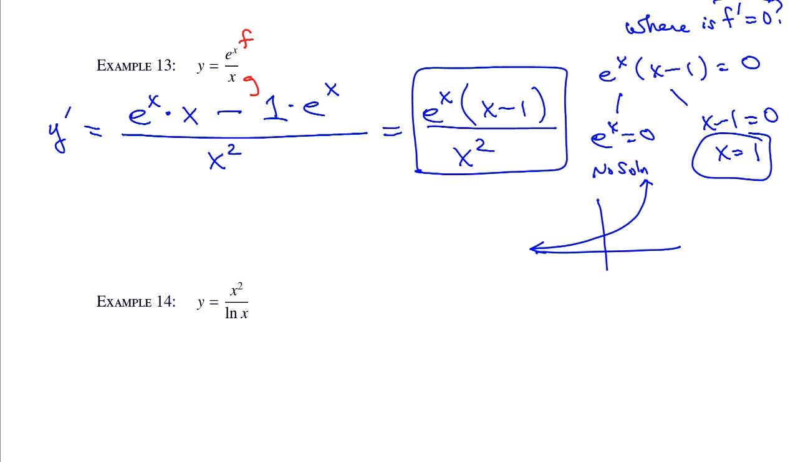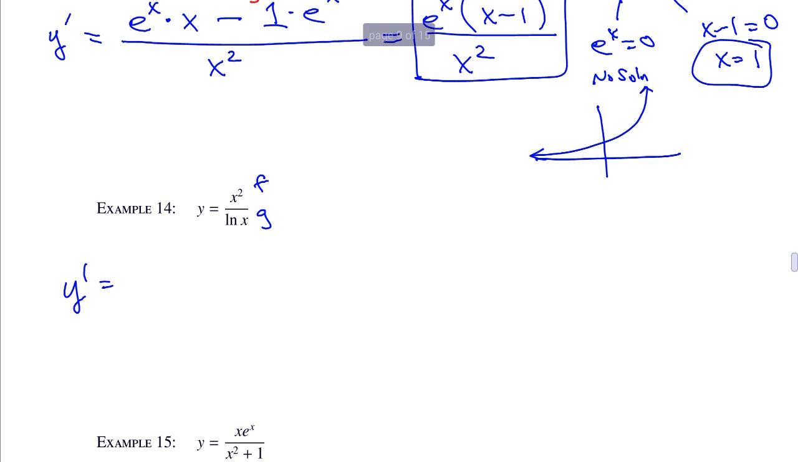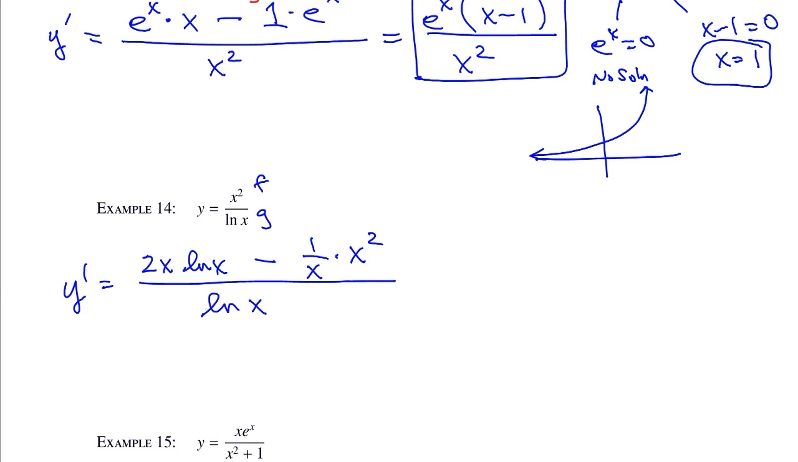Let's check it. So we have f and g. So y prime is the derivative of f times g unchanged, minus the derivative of g times f unchanged, divided by g squared.